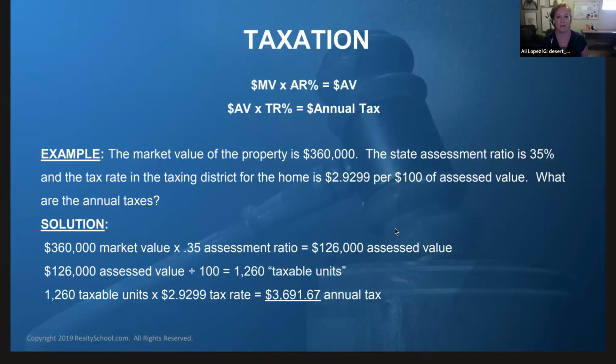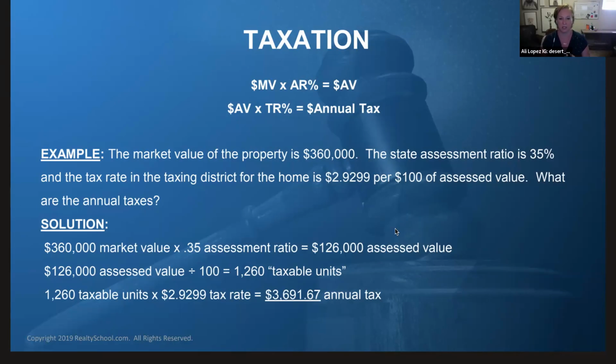It's a very general estimate. The county can use a formula: 10 houses in the same neighborhood all sold for anywhere between 250 and 325,000. So they could just add 250 and 325 and divide by 2. That's what they consider to be the market value. Okay. So the market value is what the public would pay.